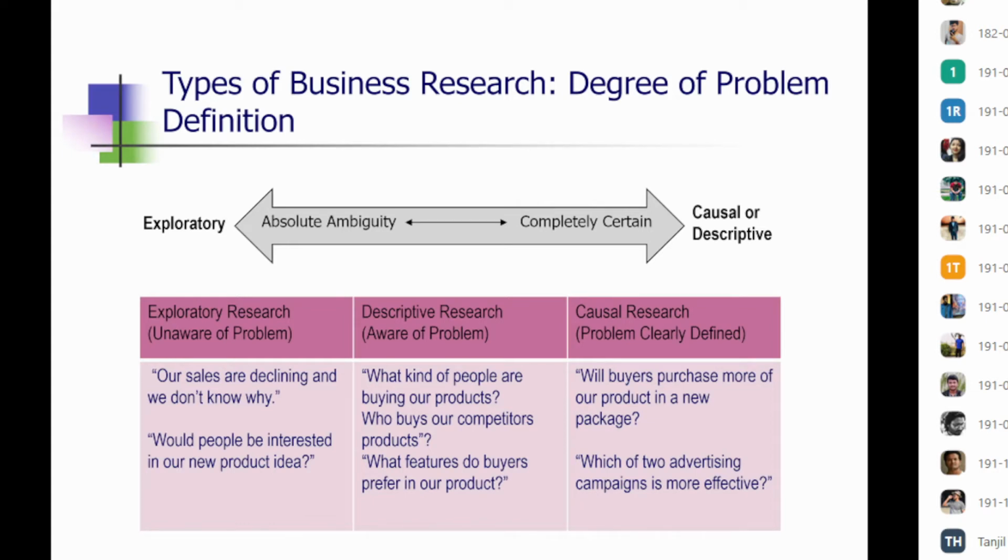But in causal research, the problem is clearly defined. You know there are two variables associated with this incident. One is cause, another is effect. You know if you use fertilizer in your field, the crops will grow. But you don't know how much fertilizer you should put in your land and how much increased production you will get. So when you need to know this, you should conduct causal research.